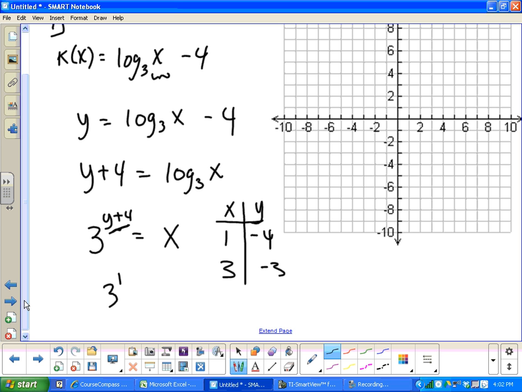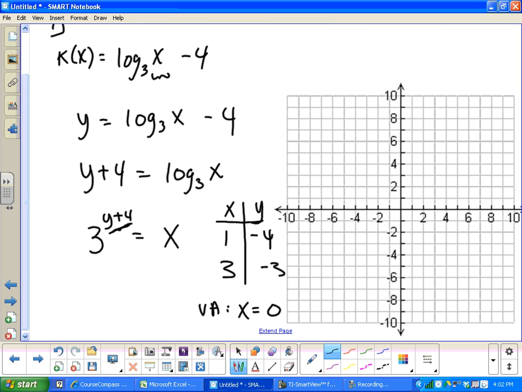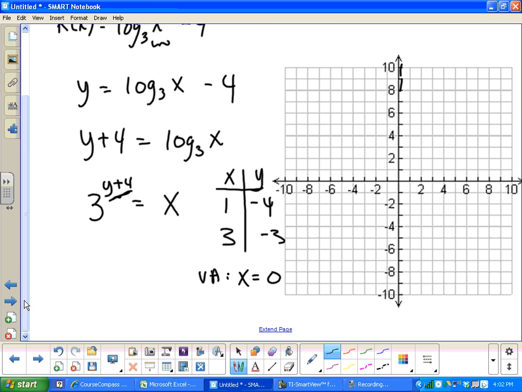Now notice this one doesn't have any kind of a vertical shift to it, or horizontal shift actually. I'm not adding or subtracting anything. The plus 4 is in the exponent. So the vertical asymptote here is just going to be x equals 0. So we graph that first. That's basically what's along the y-axis. So I'm going to be chasing the y-axis. Now I'm going through the points 1, negative 4, and then 3, negative 3. So now all I have to do is chase that asymptote and go through those 2 points.